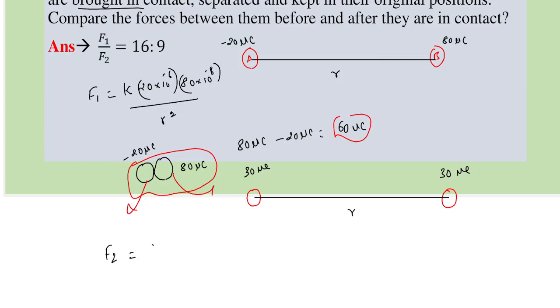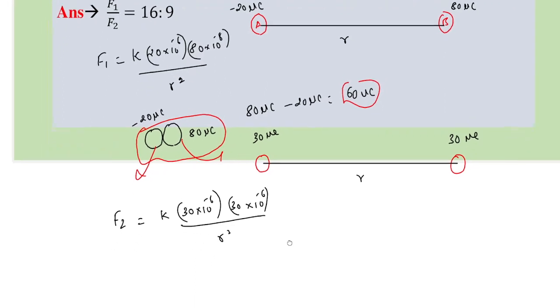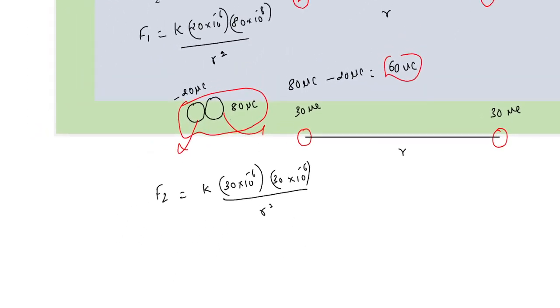Now the force in this case you call F2. This F2 is equal to K Q1, which is 30 into 10 power minus 6, and Q2 is again 30 into 10 power minus 6, by r square. If you want to find the ratio, we'll divide F1 by F2. The common terms get cancelled. Here K is common between them, r is the same between them, and also 10 power minus 6 and this 10 power minus 6.